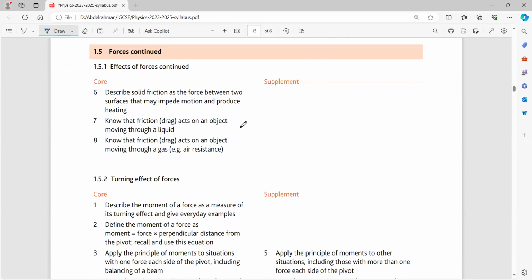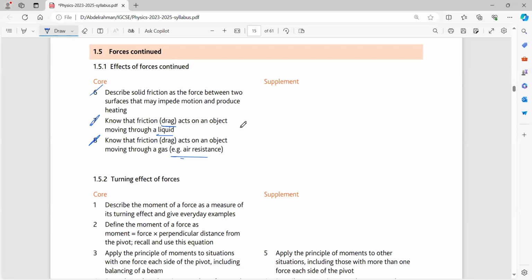Friction, air resistance, and water resistance are all resistive forces. Solid friction is the force between two solids. For example, while walking on the ground, there's a force of friction between you and the floor. Okay, this is called friction. In liquids you can call it drag, you can call it water resistance, you can call it upthrust. There are many things you can name it in the water. And in air, we name it air resistance.